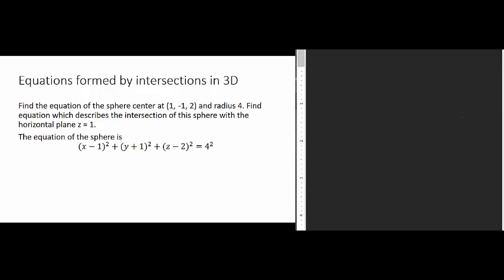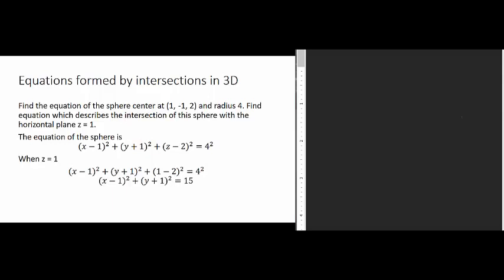You know how to produce it. You write (x minus 1) squared plus (y minus -1), that's why it is plus now, squared, plus (z minus 2) squared equals the radius 4 squared. So when z equals 1, just replace z by 1 in the equation. And after simplification, you get (x minus 1) squared plus (y plus 1) squared equals 15 in 3 dimension.